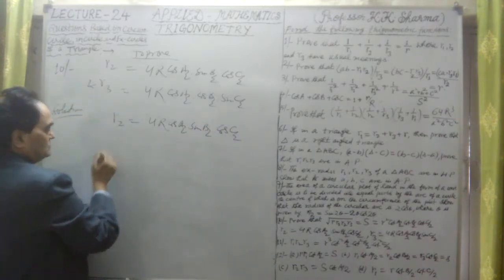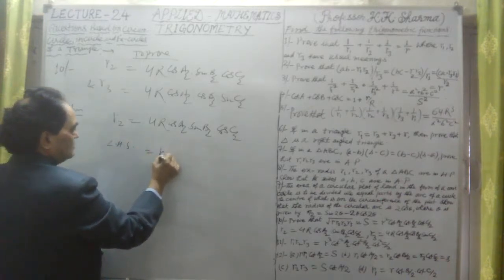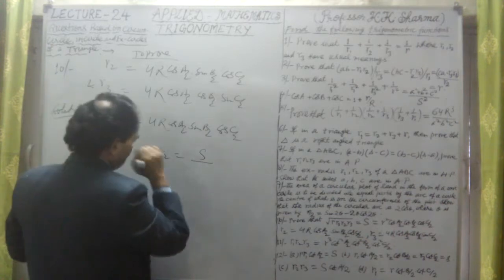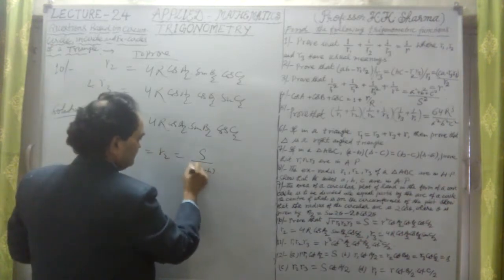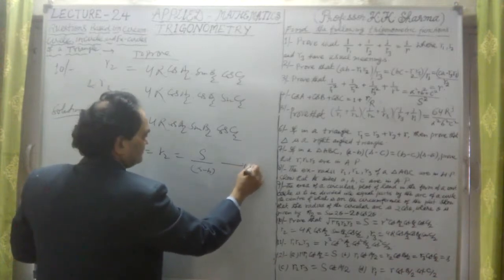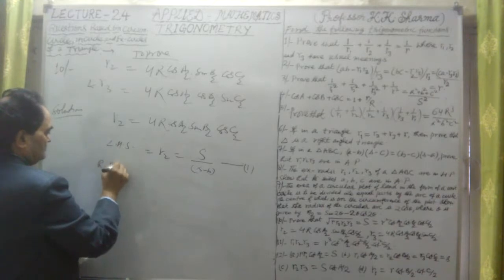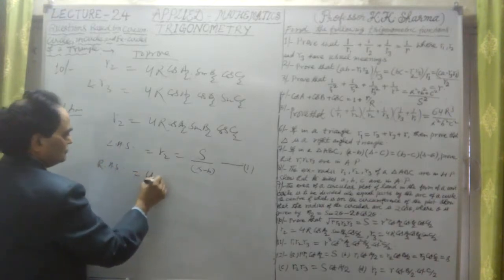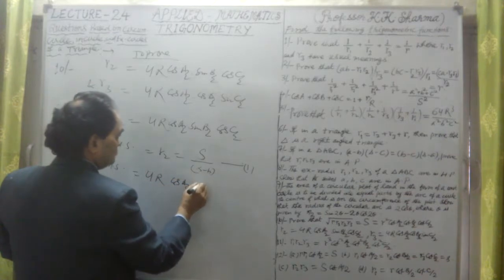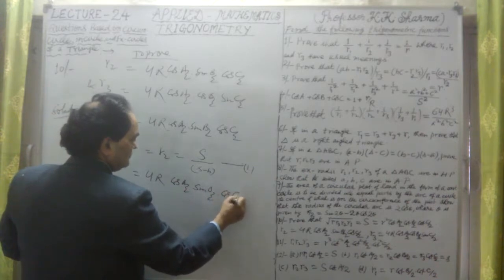Let us take the left hand side here. Left hand side is R2, which is nothing but S upon S minus B. This is your left hand side. Let me take it as the first equation. And the right hand side, which is equal to 4 into R into cos A by 2 into sin B by 2 into cos C by 2.